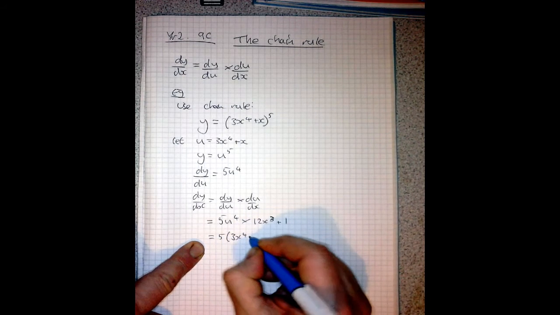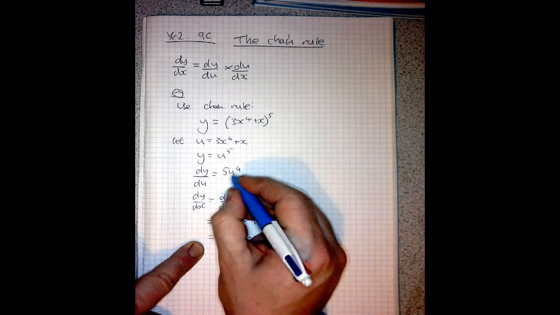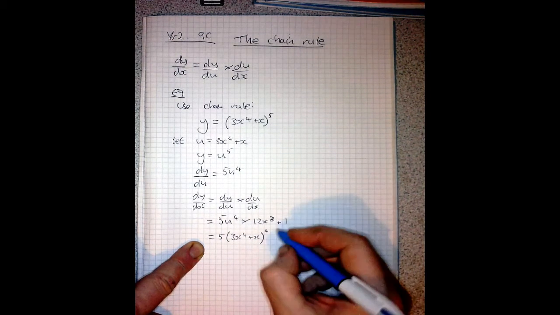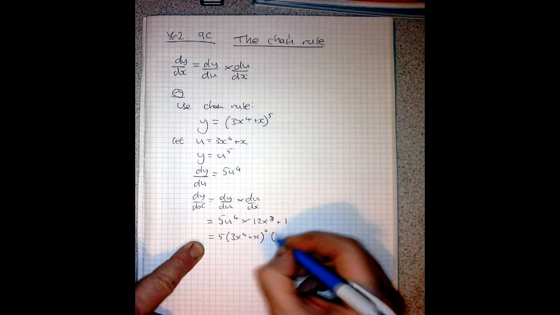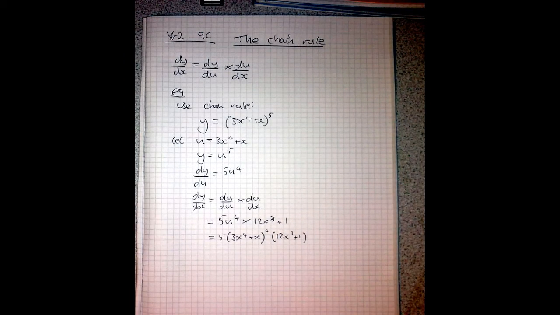We know u is 3x to the 4 plus x, so it's 5 lots of (3x to the 4 plus x) to the 4, and then I multiply it by 12x cubed plus 1. And I'm not going to expand it, I haven't been asked to expand it, so that's my answer. So that's all the chain rule is.